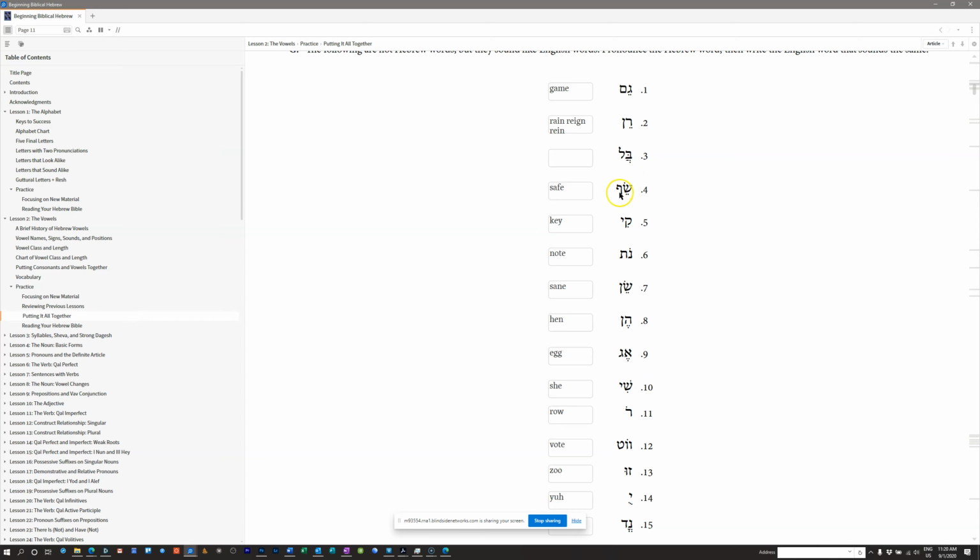All right. Number 4. This is a sin, not a shin. If you want to have a little clue to how to keep these straight, the line that my teacher gave me: sin is never right. So, if you see the dot on the right, it's not a sin. Sin has the dot on the left.